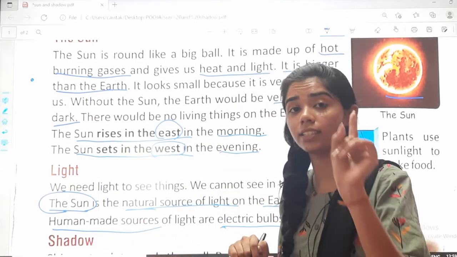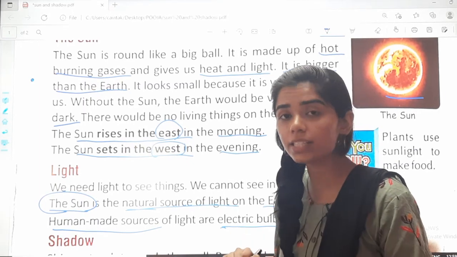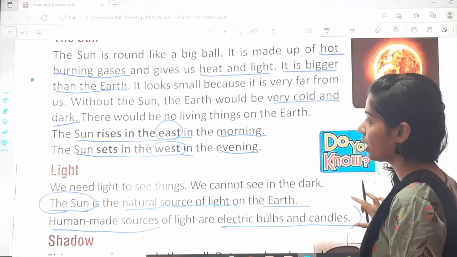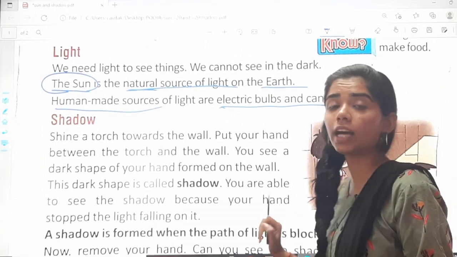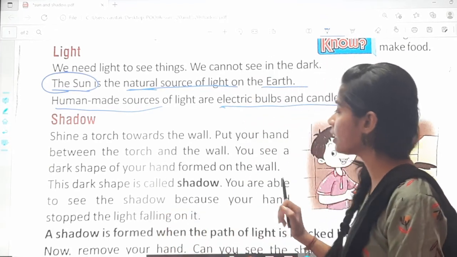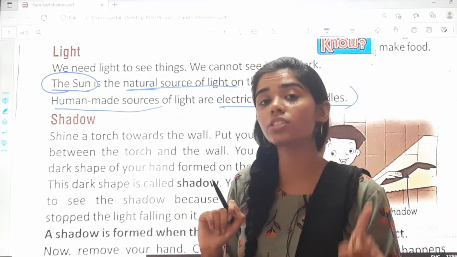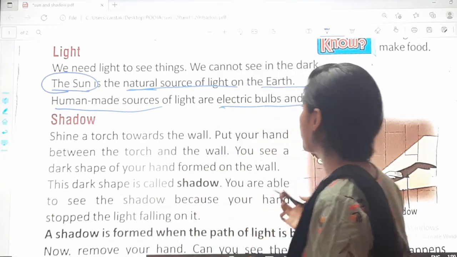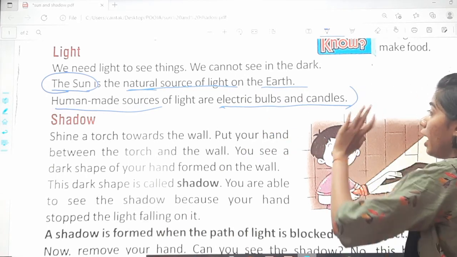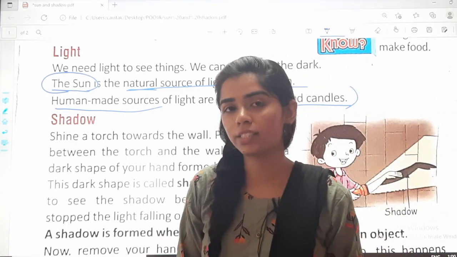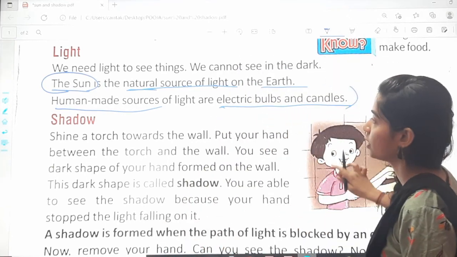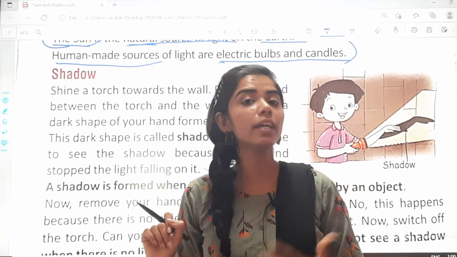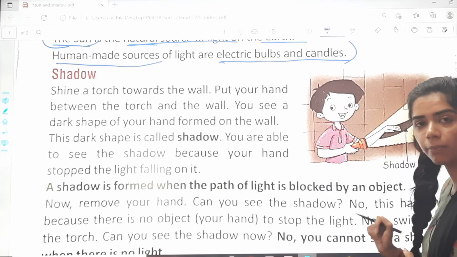Then we studied that the sun rises in the east in the morning and it sets in the west in the evening. We also studied about light. That is, the sun is the natural source of light. It is natural. We have not made it. Human made is electric bulbs and candles and tube lights. Okay. Then the next topic is finally the shadow. What is the next topic? Shadow. So, let's read about it.